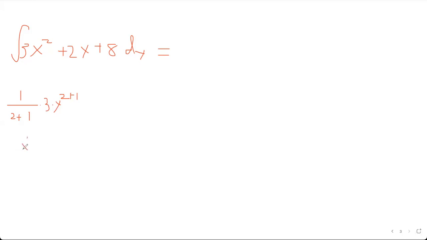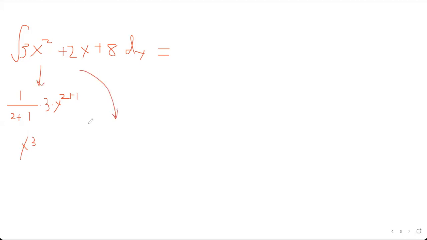So an example would be if you're trying to find the indefinite integral of 3x squared plus 2x plus 8 dx, you would take the general antiderivative of this. So we start with this. We have to do 1 over 2 plus 1 times 3 times x squared. And this is just x to the power of 2 plus 1 because you have to increase the exponent by 1. So this is 1/3 times 3, which just cancels out, and you get x to the power of 3.